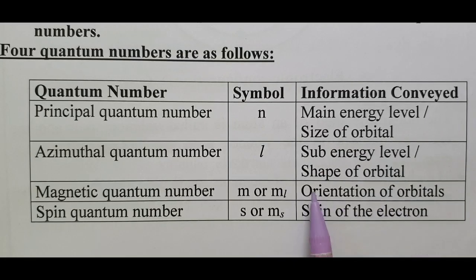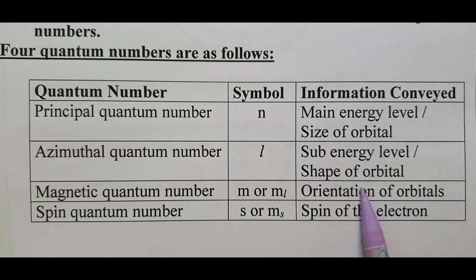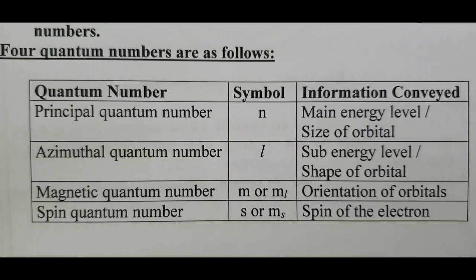Orientation of the orbital is given by the magnetic quantum number: s orbital has only one orientation, p orbital px, py, pz, d orbital 5 orientations, f orbital 7 orientations. So this is about atomic structure.